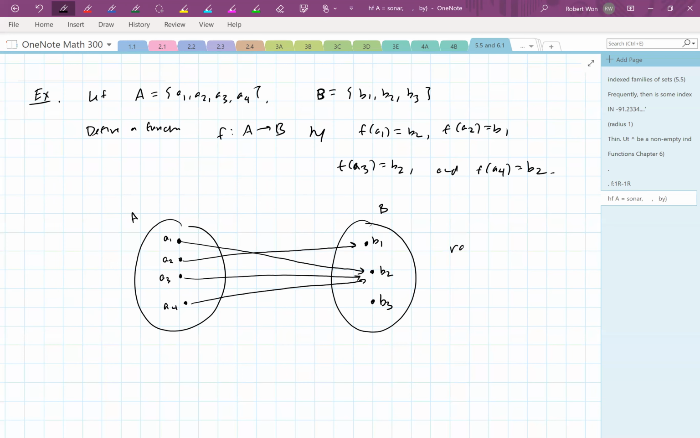Okay, here, what's the range of f? The range of f is just the set B1 comma B2. So it's not all of B, it's a strict subset of B.